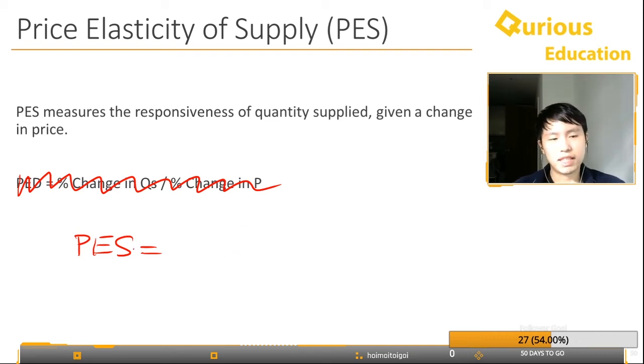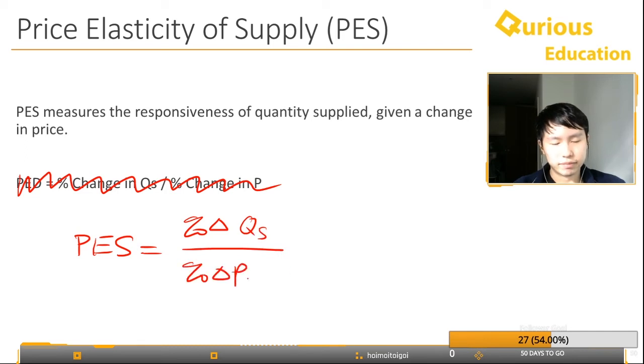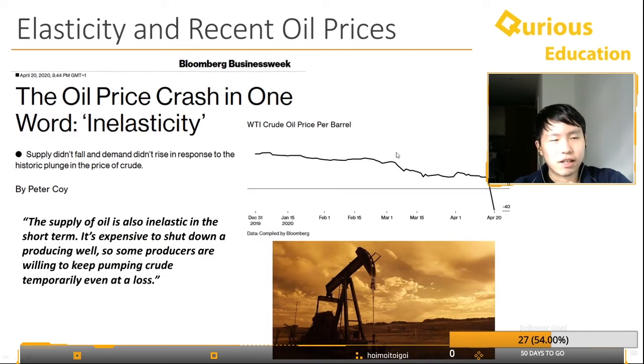The formula for PES is the percentage change in quantity supplied over the percentage change in price. Note that the quantity always goes on top for all the elasticity formulas. That's a handy way for you to remember. Let's look at an example for this.